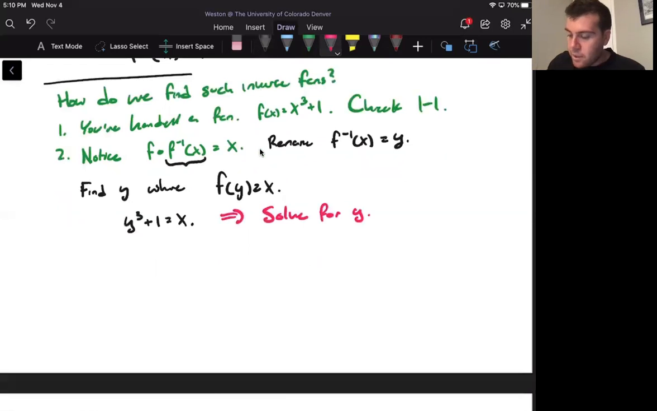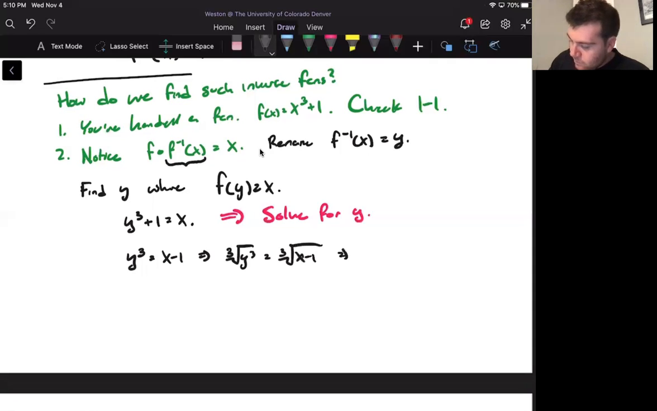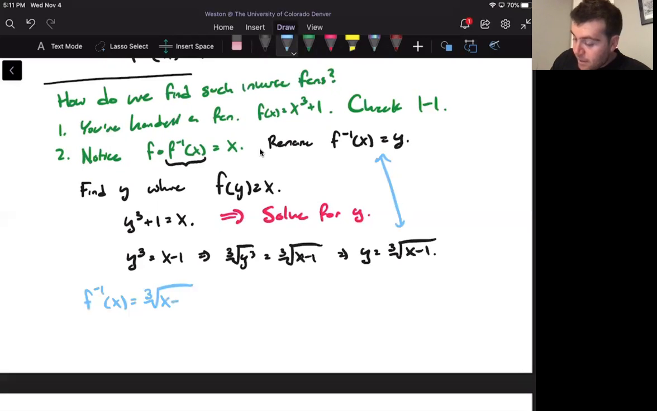That's pretty quick with this one. Some of them will be more challenging, but this one is fast. We just subtract 1 to the other side, and then we cube root both sides. So y equals the cube root of x minus 1. And up here, we knew that y was equal to f inverse of x. So we have f inverse of x equals the cube root of x minus 1.